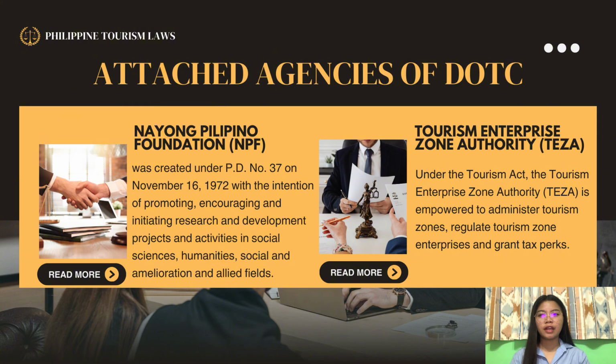And lastly, we do have the Tourism Enterprise Zone Authority, known as TEZA. Under the Tourism Act, the Tourism Enterprise Zone Authority is empowered to administer tourism zones, regulate tourism zone enterprises, and grant tax perks. The tourism public sector plays a vital role in regulating, promoting, and developing the tourism industry to ensure sustainable growth, economic benefits, and cultural preservation.